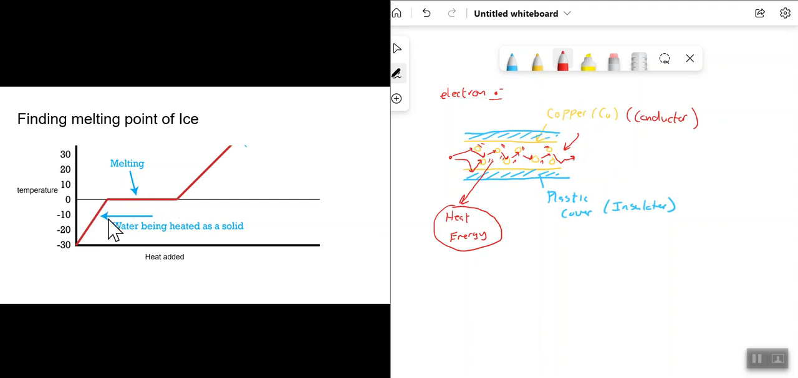So you're adding heat, but the temperature isn't rising, because that heat energy is going into moving the atoms that make up the water molecules, which are packed tightly together in ice, and spreading them apart. It's causing the ice to turn into a liquid, or causing melting to happen. And then once it has melted, the temperature will start to increase again.